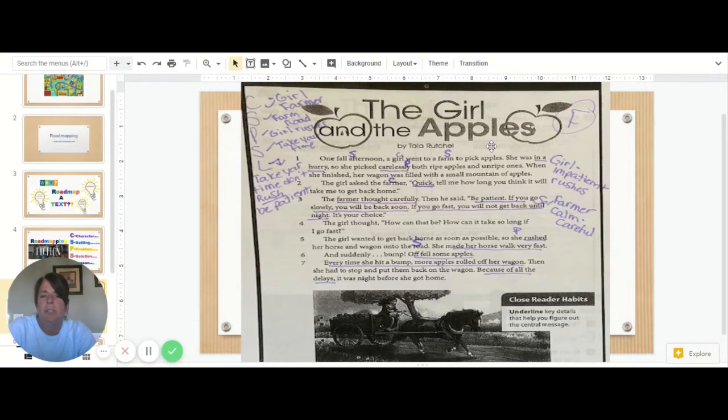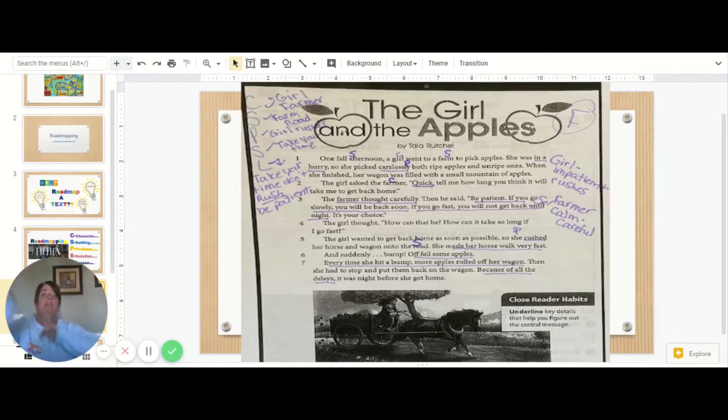She was in a hurry. Now, I underline that she was in a hurry because that kind of tells me a little bit about what's going on. So she picked carelessly. I put the P there as that could possibly be a problem. She picked carelessly both ripe apples and unripe ones, which means some of them are going to be good to eat and some of them are not ready to eat. She might break one of her teeth. Anyways, when she finished, her wagon was filled with a small mountain of apples, which means she picked quite a few apples, but I could see her. She's probably going like this and picking as fast as she could.